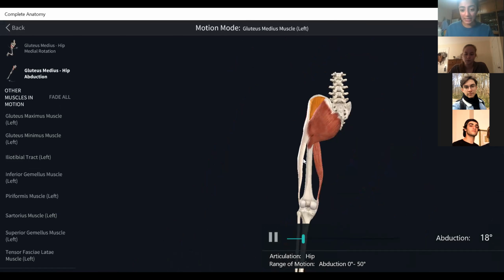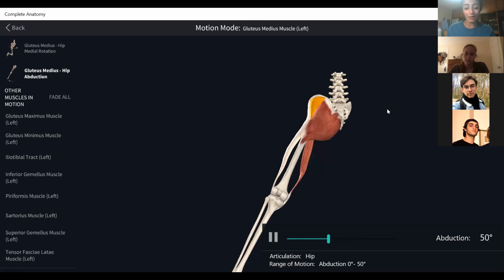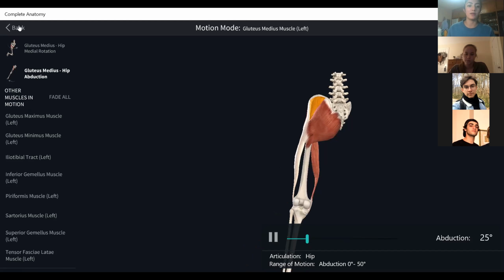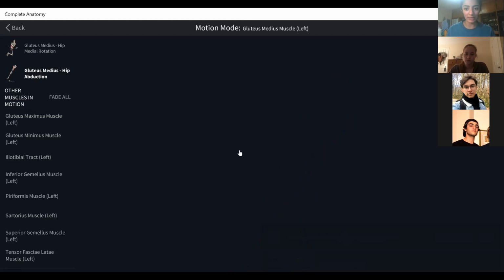Now, another thing we can see here is they just added all these other muscles in. And I think that's a good example of how a lot of times muscles do not work by themselves. So they put in those other muscles to show us that they're going to be doing some work to help with that abduction, or they're going to be moving around it.